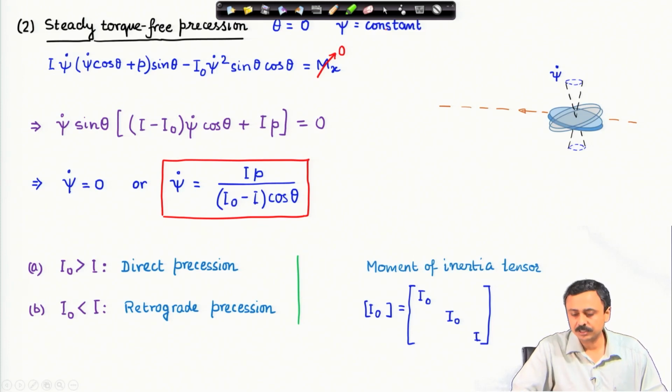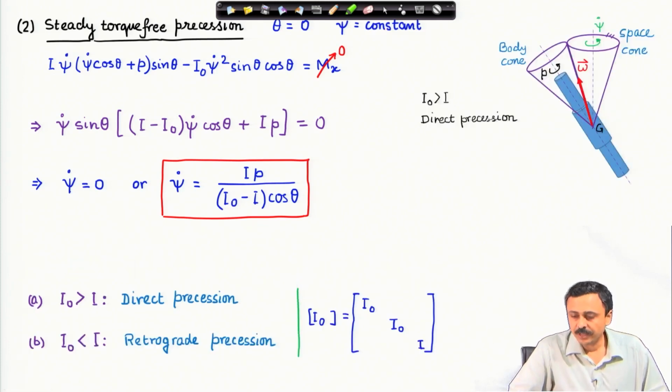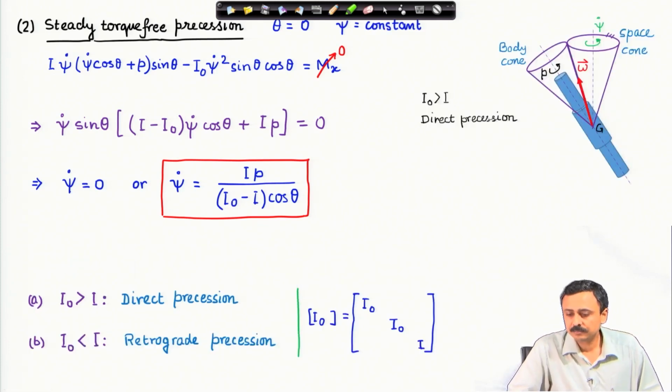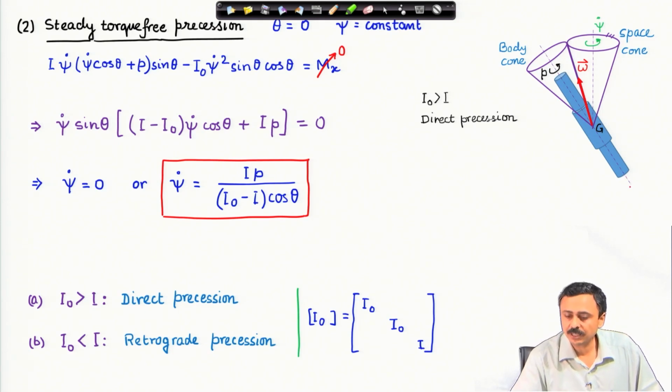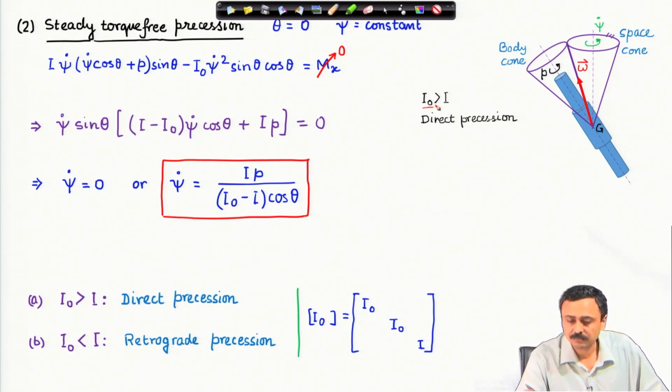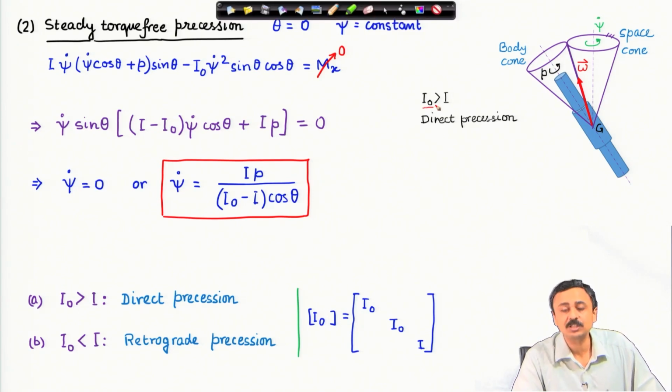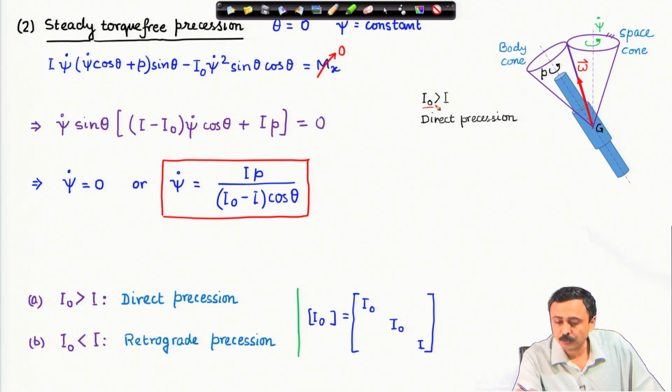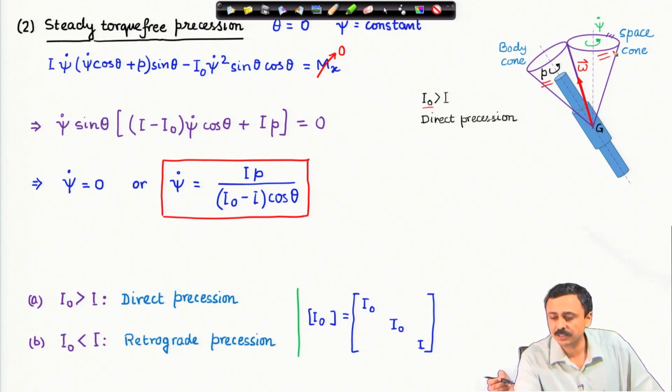This is the moment of inertia tensor. Just to remind you, when you have a slender body like this, I is about the axis of symmetry, and that is quite low compared to the moment of inertia about the orthogonal directions to the axis of symmetry. Therefore, I naught is greater than I, and if this is the spin as shown, then the precessional angular velocity is in this direction as shown.